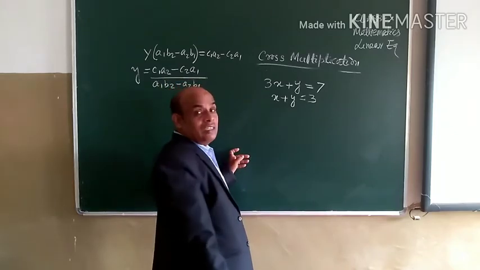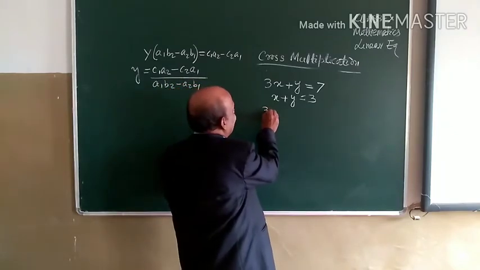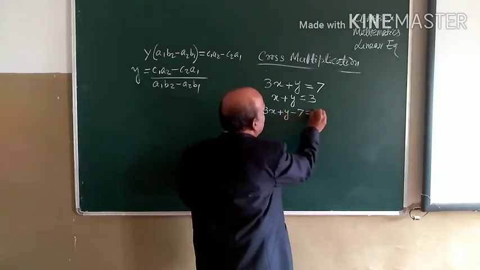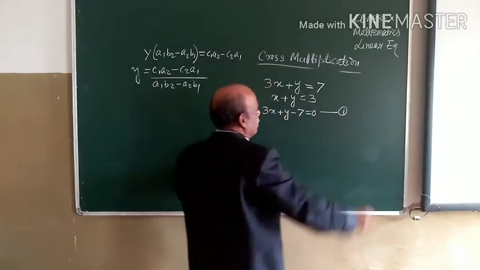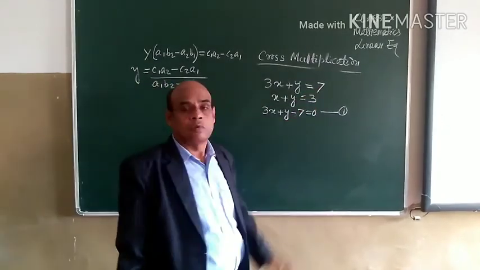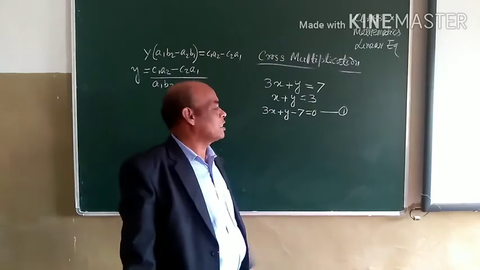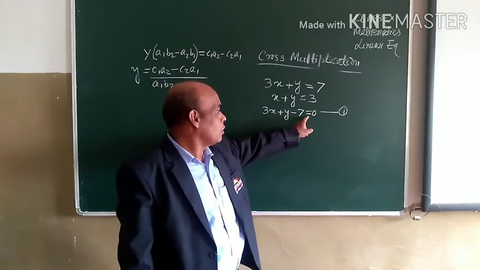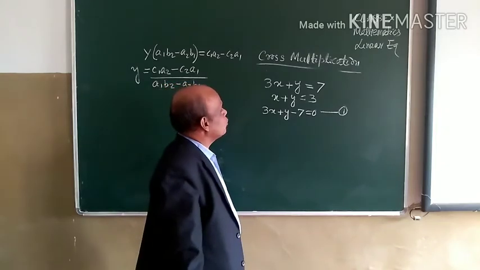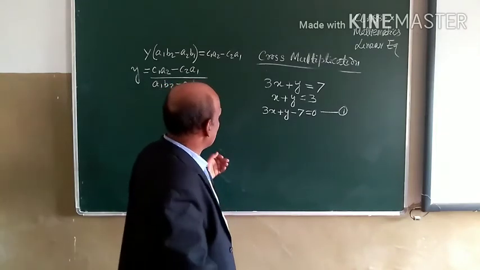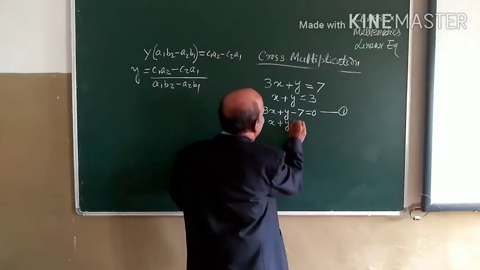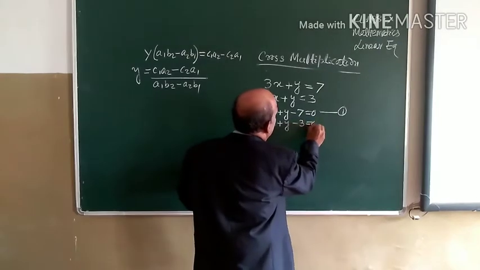So the first equation we can write as 3x plus y minus 7 is equal to 0. That is equation number 1. Always remember, the constant term will come to the left side. Always remember, after the equal sign you have to give 0. So the first equation is 3x plus y minus 7 is equal to 0. Similarly, the second equation is x plus y minus 3 is equal to 0.